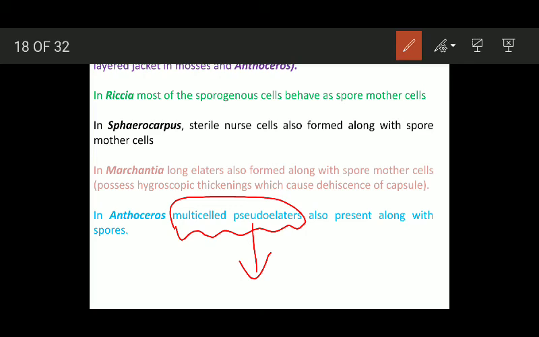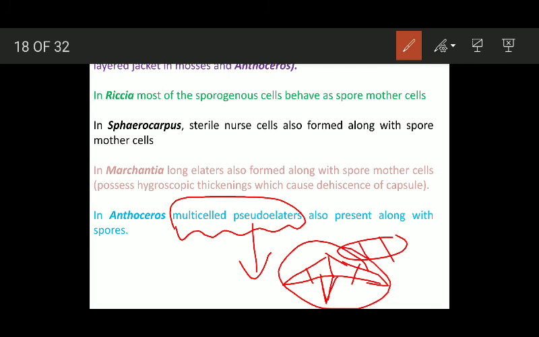Remember, the elater mother cells in case of Anthoceras, this is an elater mother cell, it divides. Okay, it divides a few times and results in the formation of multicelled branched or unbranched structures, and these multicelled branched or unbranched structures are known as pseudoelaters. These pseudoelaters do not possess the hygroscopic thickenings.